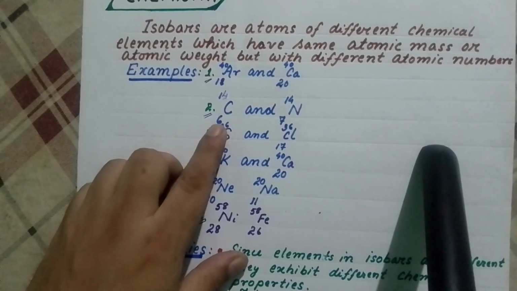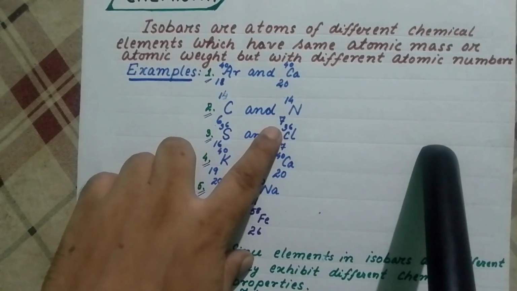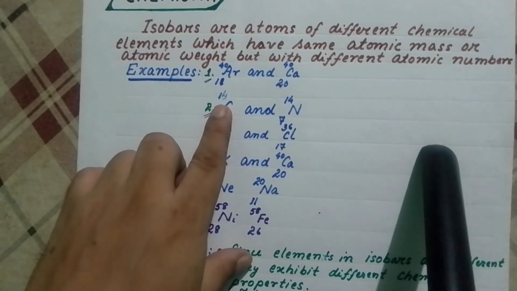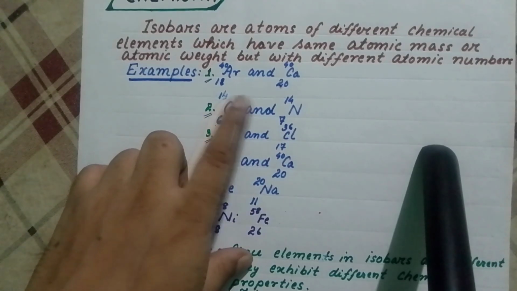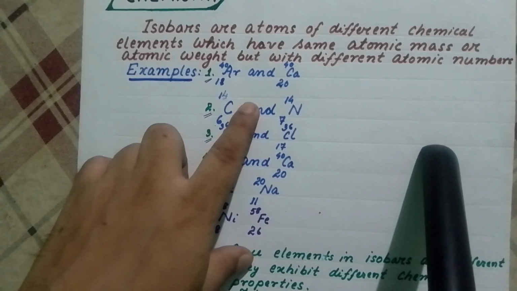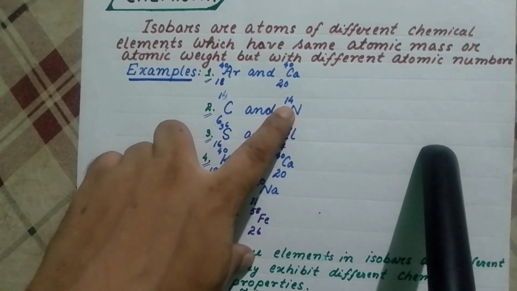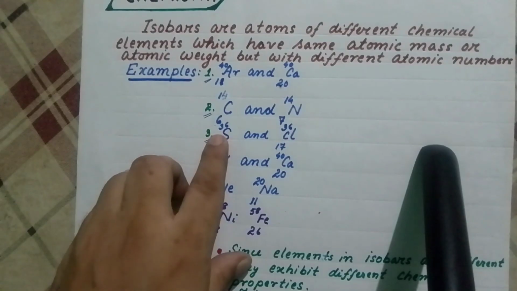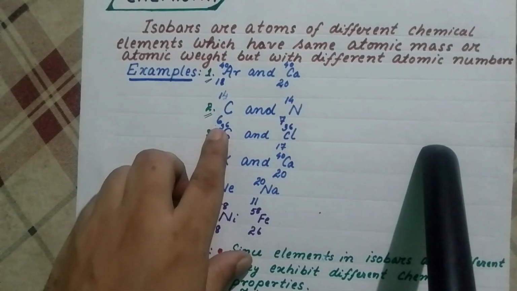Now next comes a similar case. Carbon 6, nitrogen atomic number 7. Now they have got the atomic mass 14. Atomic mass 14 means here also the total number of protons plus total number of neutrons are same, that is 14 in their nucleons, and they are having two different numbers of protons.